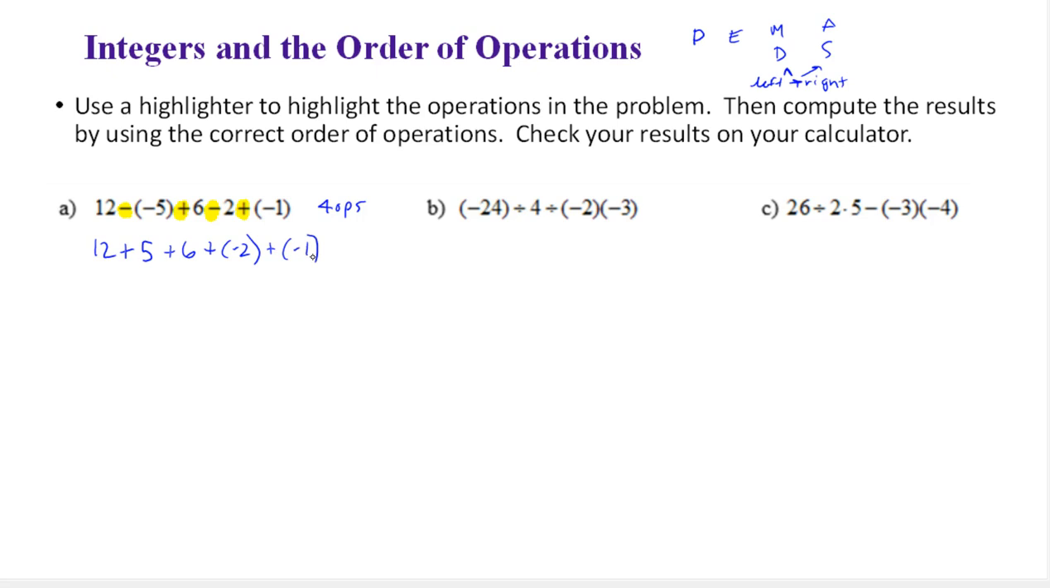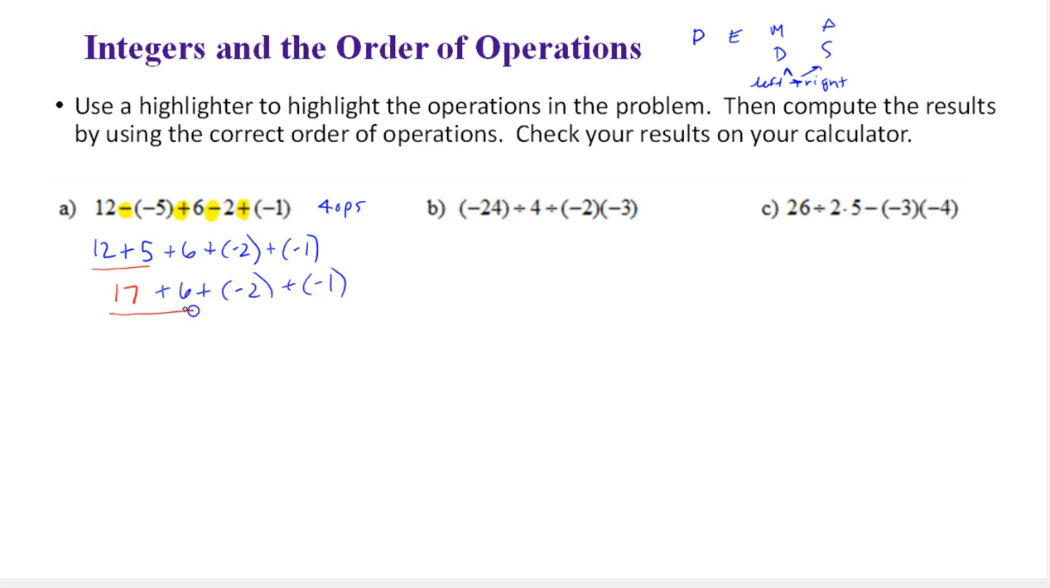Now we can just use the rules for adding signed numbers, which means if the signs are the same, we add their absolute values and keep the sign of the original numbers. If the signs are different, we subtract and keep the sign of the larger absolute value. We could actually do this in any order when we have addition, but I'm going to do this from left to right. So 12 plus 5, now we have 17. And copy down the rest of the problem so we don't lose anything along the way.